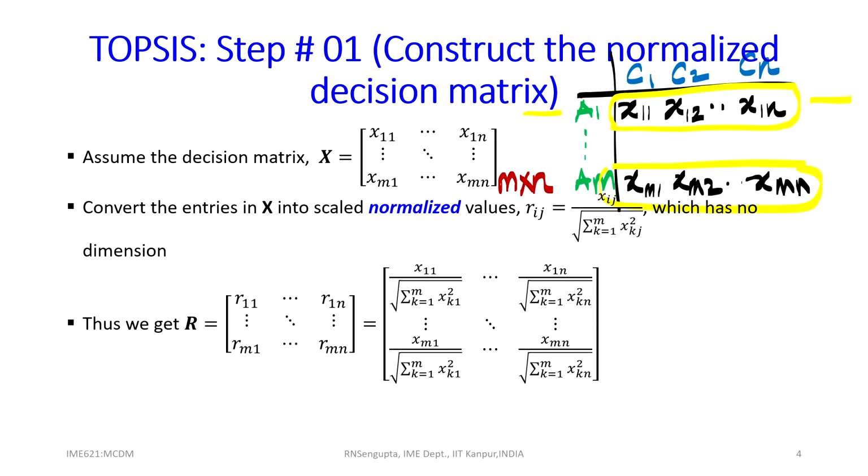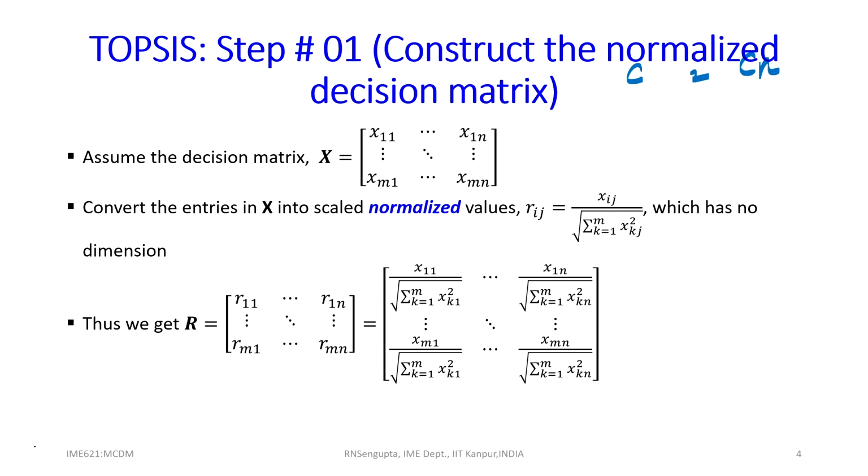Now, convert the entries in X into a normalized scaling. Normalized scaling can be done in different ways. I will write them accordingly. First, let me erase this part. When I use the normalized scoring, one score can be Rij as given here, basically the value xij divided by the square root of the sum of the squares. Another can be, for example, xij divided by just the sum.